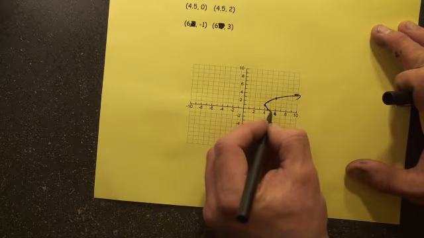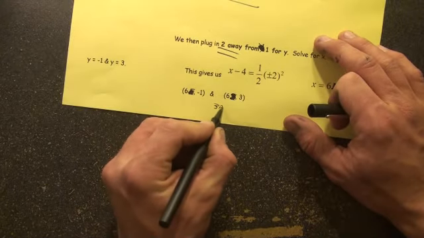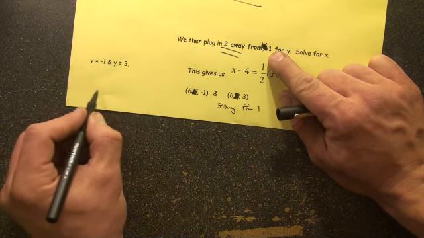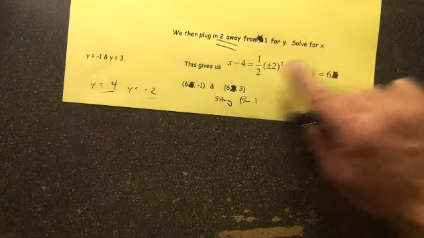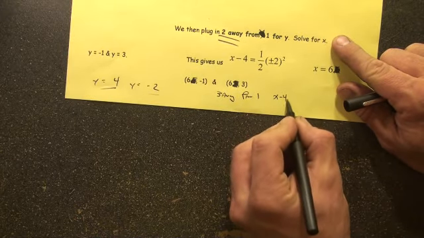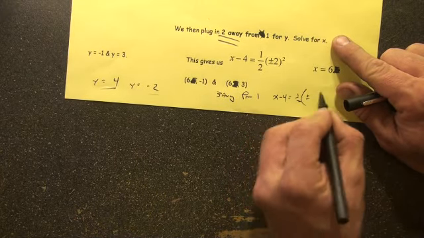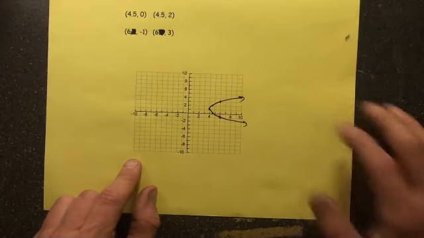Of course, you could keep going. What could you do after this? If you wanted to, you could plug in 3 away from 1. What's 3 away from 1? 4 and negative 2. That'll give you a plus or minus 3. So you'd end up with x minus 4 equals half times plus or minus 3 squared, and you would just go from there. So that would, of course, land you somewhere over here on the right side.